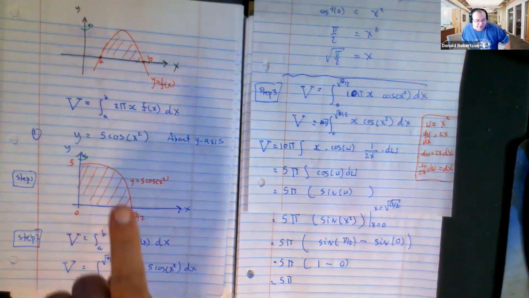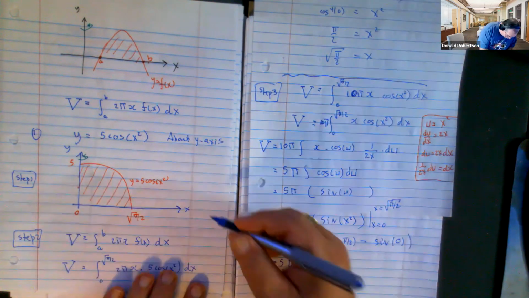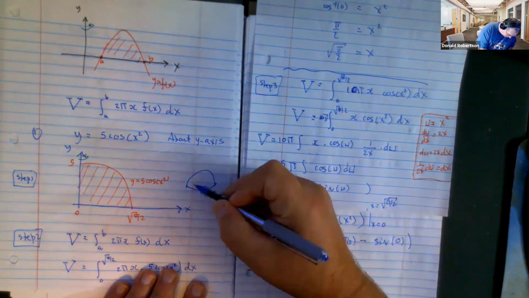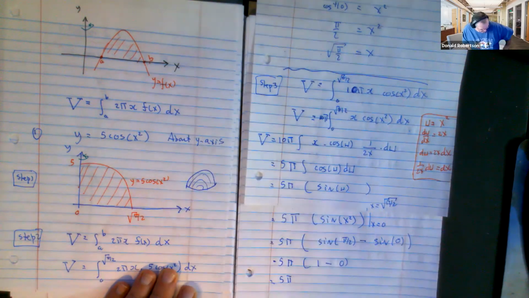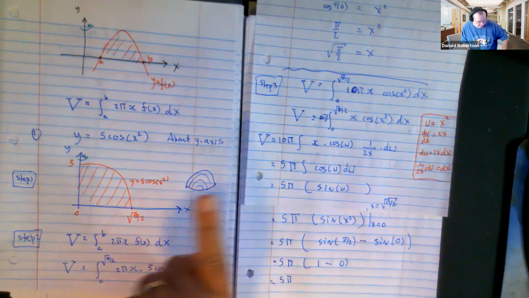If you rotated this shape about the y-axis, it would look something like this. I don't know if these lines here help or not. Probably not. Wouldn't it look like the top half of some distorted sphere? And the volume of that shape would be 5 pi. So can you imagine the shape being rotated like this?